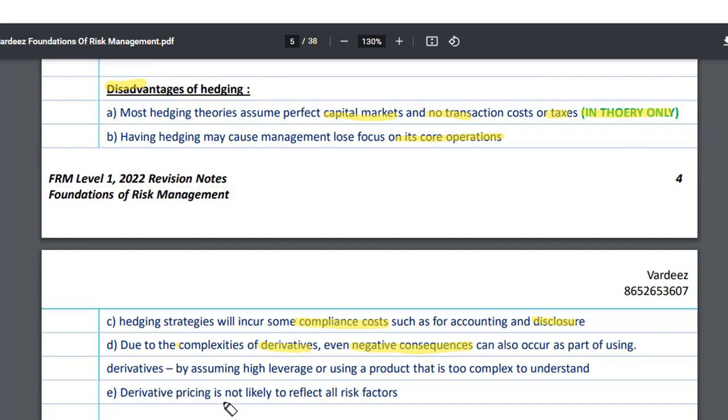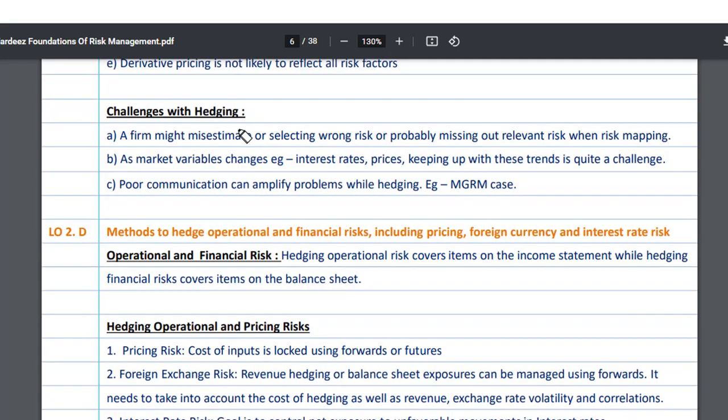And finally, derivative pricing is not likely to reflect all the risk factors. Okay, challenges with hedging.